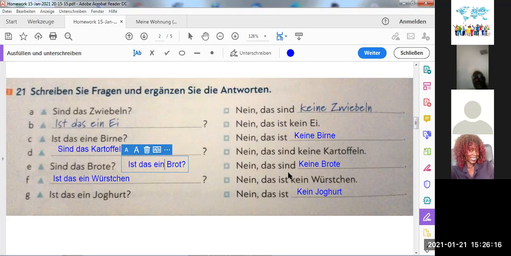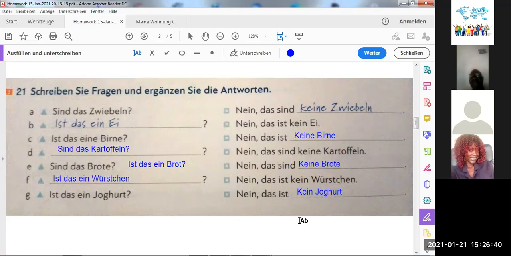Then also here, this sind is going to go out. Okay, sind will go out. It will be nein, das ist. It's going to become: Ist das kein Brot? Das ist kein Brot. And you remove it from everything. You get a point? Yes, sir. Perfect.